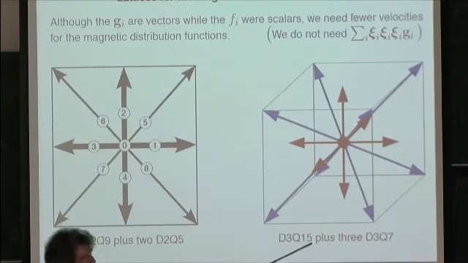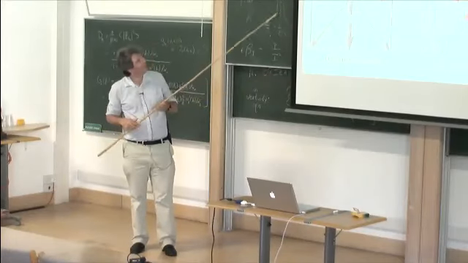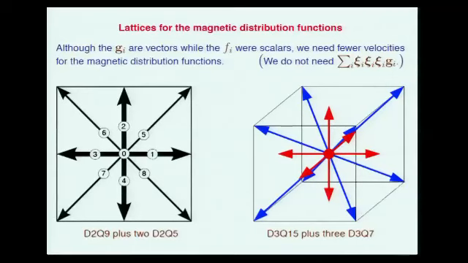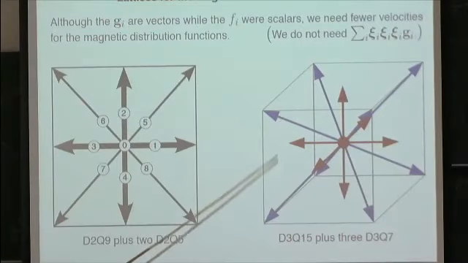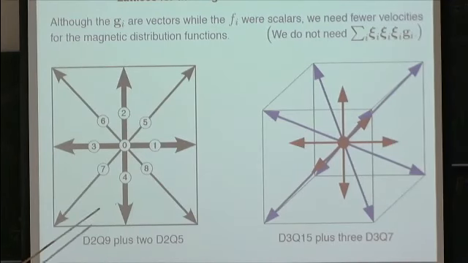Now you might worry that I'm going to need an absurd number of degrees of freedom. Now I'm going to have to carry around vectors. But if I do a count, it's not so bad. I don't need the third moment of the G's, as I need the third moments of the F's to get the Navier-Stokes viscous stress, so I can get away with fewer velocities for the magnetic distribution function. So in 2D, it's typical to use 9 for the hydrodynamics, but I only need 5, or really you could get away with 4, but 5 isn't much more stable.